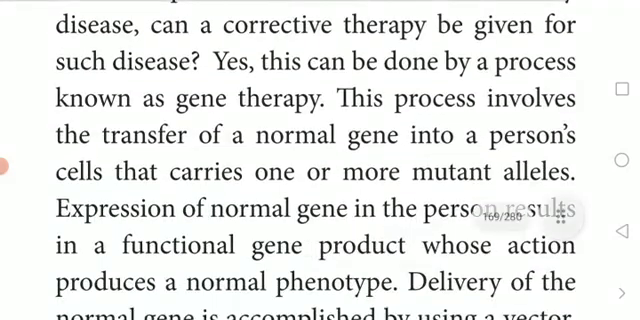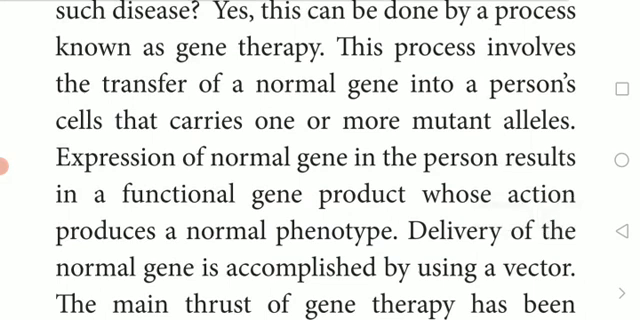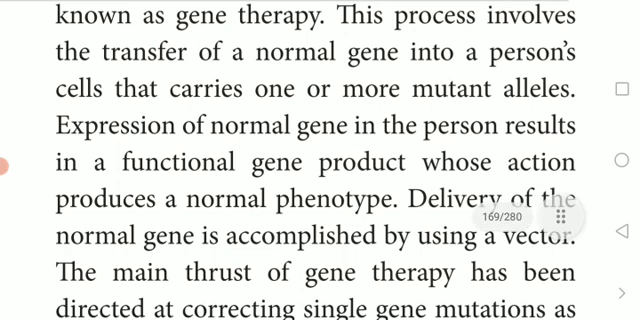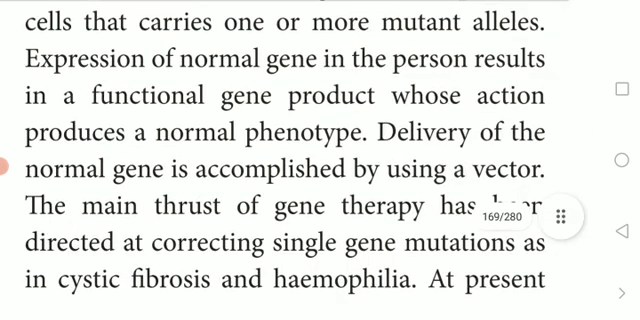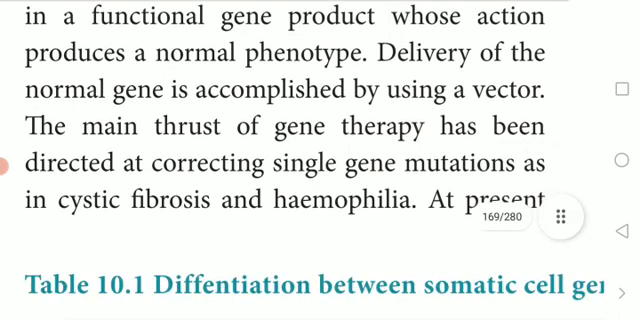This process involves the transfer of a normal gene into the cells of a person that carries one or more mutant alleles. The expression of the normal gene in the person results in a functional gene product whose action produces a normal phenotype. Delivery of a normal gene is accomplished by using a vector. The main thrust of gene therapy has been directed at correcting single gene mutations as in cystic fibrosis and hemophilia.